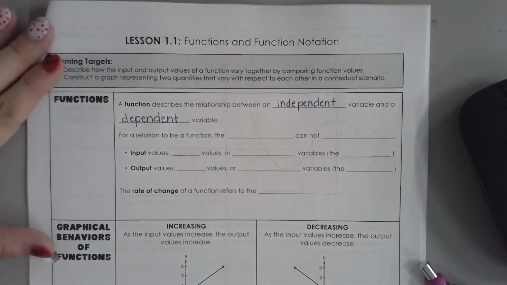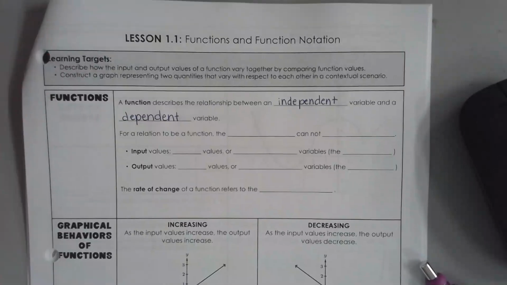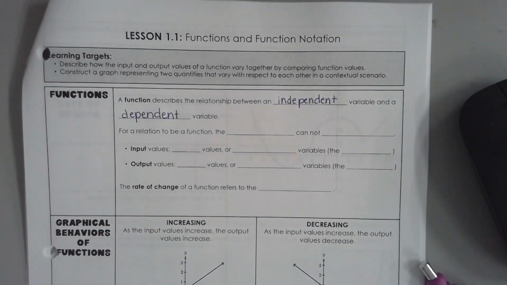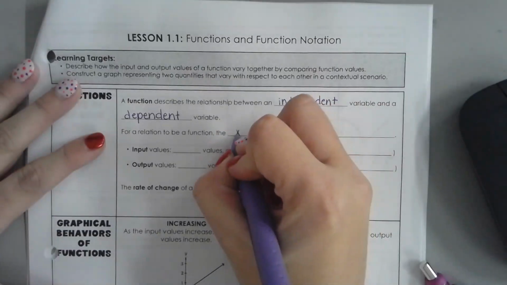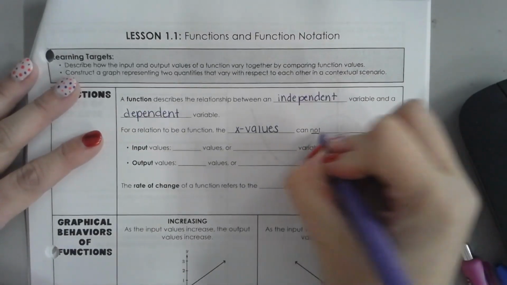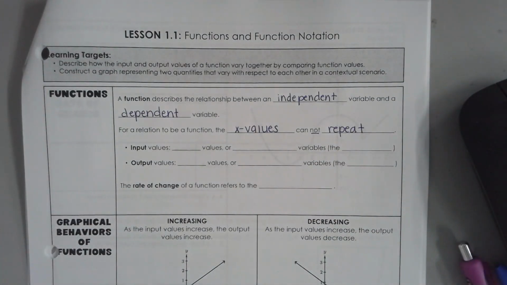For a relation, so a relation is just any graph. We actually did this in Algebra 2 today. The very first lesson is deciding if something is a function or not. Everything is considered a relation. Every graph, table, set of points. But for it to have the extra name of function, the x values cannot repeat. So we learned that at the very, very beginning: x values cannot repeat.